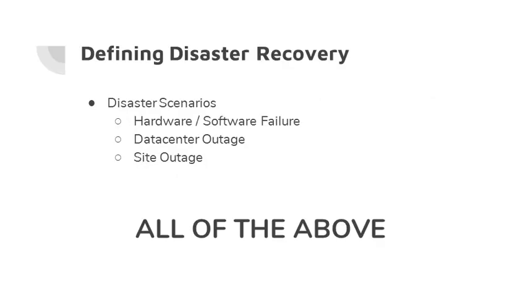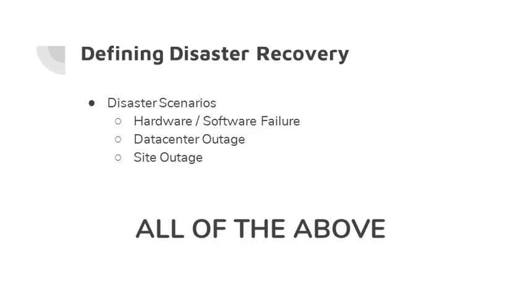So we'll start with defining disaster recovery. So the first thing we took into consideration are disaster scenarios. So the first one we thought of is hardware or software failures. So say a server goes down or a localized outage. We can attack that like a normal way that everyone would do with high availability servers, multi-purpose servers, servers that can take over for one another in the event of a failure.